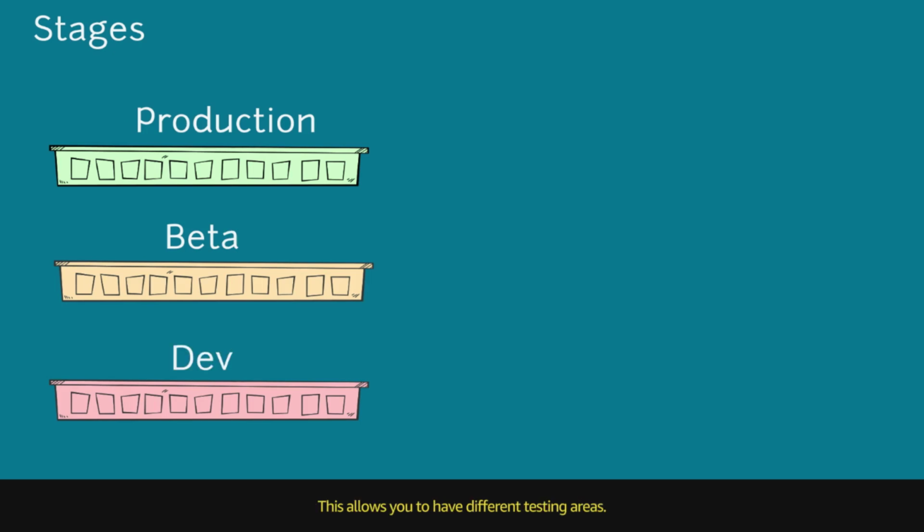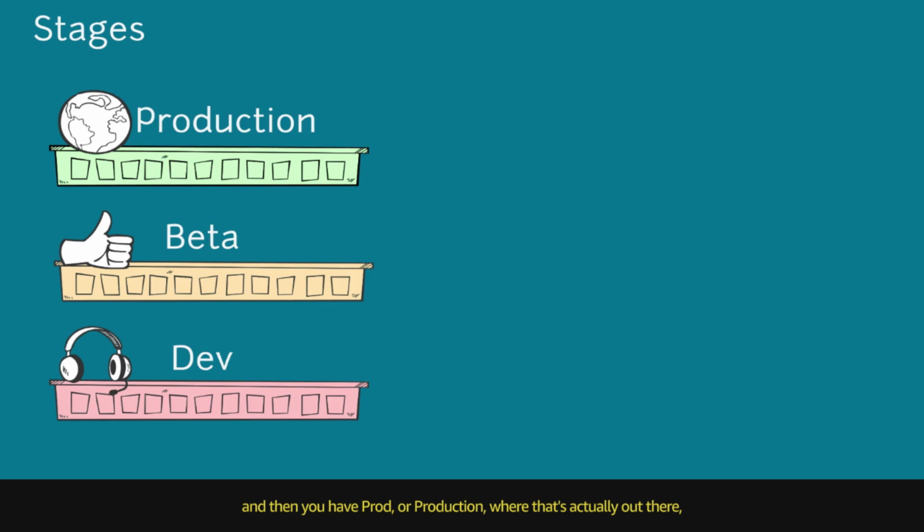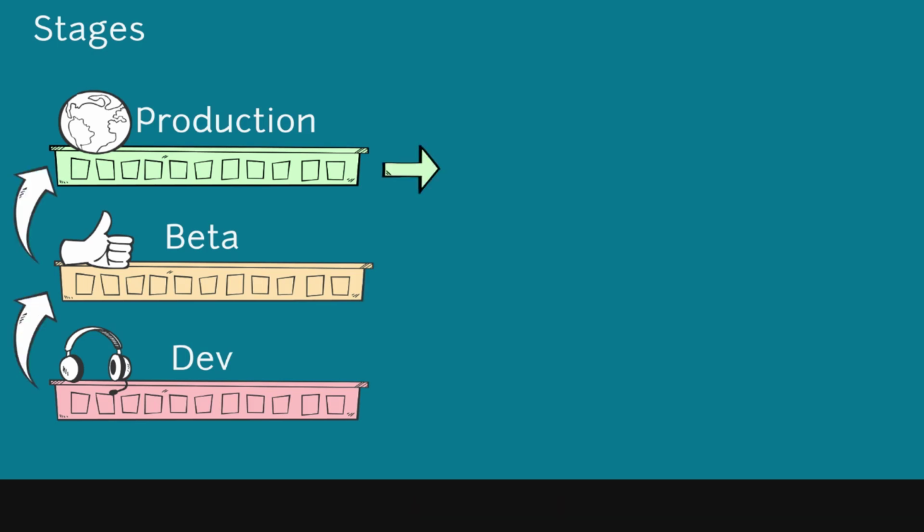This allows you to have different testing areas. You can have your developers just testing and developing using only the dev stage. You can have beta where your business might be checking the latest versions of what you are going to do. And then you have prod or production where that's actually out there, and you can move developments through these stages.